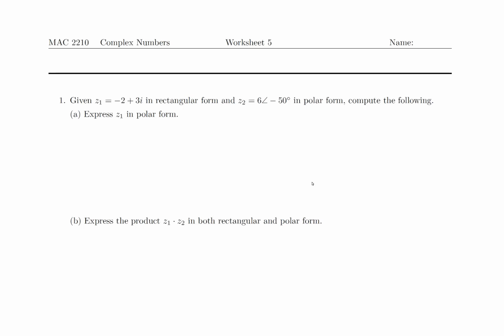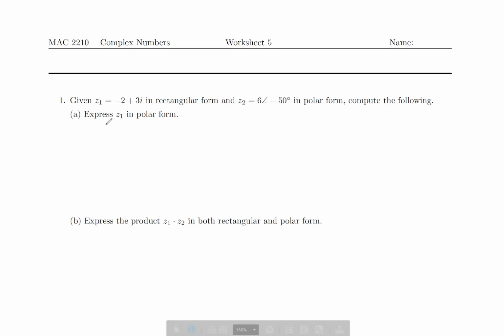Hi, everybody. I'm going to do problem 1 from worksheet 5. We're going to start off with, given that Z1 is equal to negative 2 plus 3i, that's in rectangular form, and Z2 is 6 at negative 50 degrees in polar, compute the following. First, I want to convert Z1 into polar.